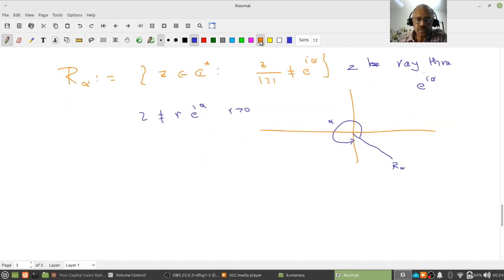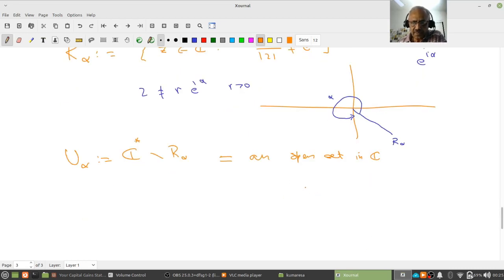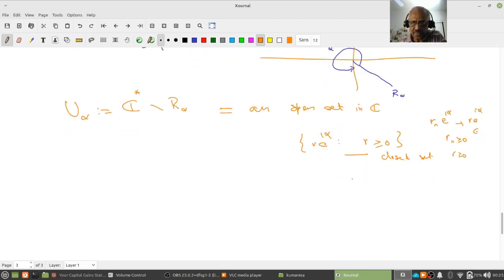Now let's look at U alpha to be C minus R alpha. Notice that this is an open set in C. Why is that? Because what are we deleting? We are deleting r times e power i alpha, where r is greater than or equal to 0, alpha fixed. This is a closed set. Since e power i alpha is fixed, if I have a sequence rn e power i alpha which converges to r e power i alpha, then since rn is greater than or equal to 0, r is also greater than or equal to 0, therefore this is again an element of the set. So I am actually proving it's a closed set. This is for those people who do not know how to check such things. Make sure you understand this.